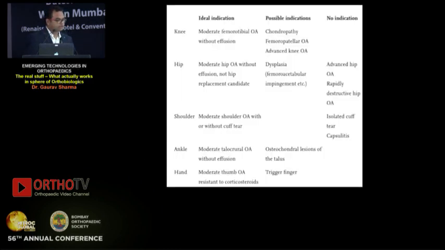Now, this is a chart describing the ideal indication, the probable indication, and the no indication for viscosupplementation. The present evidence states that the ideal indication would be moderate or early osteoarthritis, maybe of the hip, knee, shoulder, ankle, or hand. Possible indications could be chondroplasty, femoropatellar osteoarthritis, advanced osteoarthritis, but only in the knee. Advanced hip, shoulder, rotator cuff tears and capsulitis, this has no role.